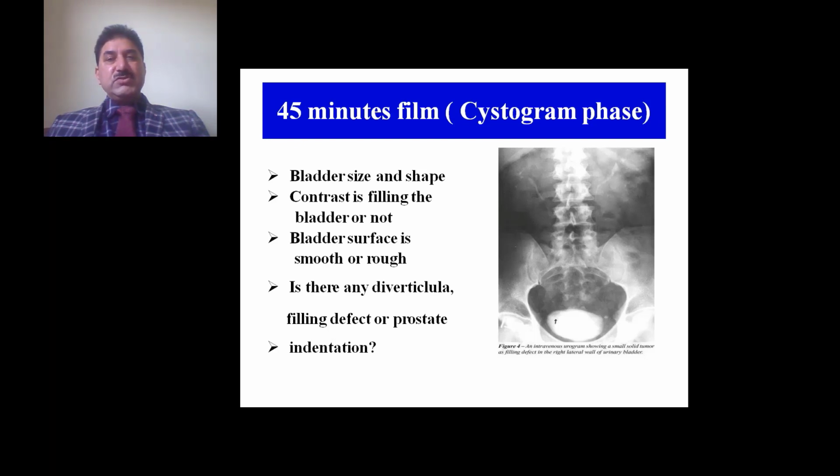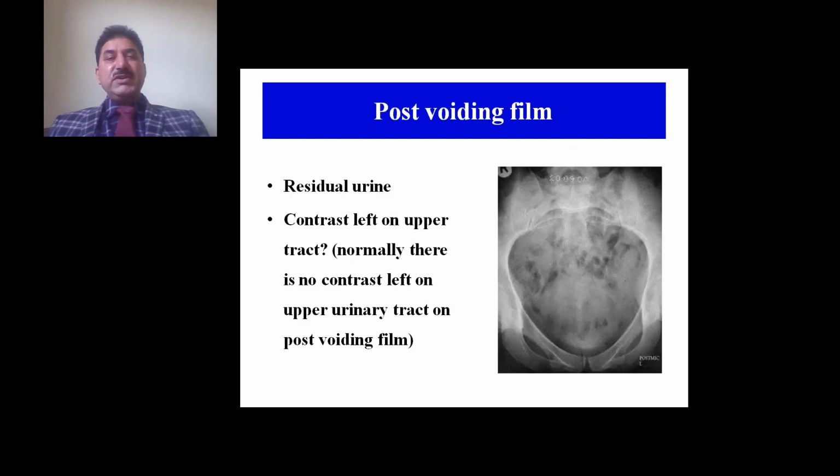45 minutes film is also called cystogram film. In this film we see bladder size, shape, contrast is filling the bladder or not. Bladder surface is smooth or rough. Is there any diverticula, filling defect or indentation? Post-voiding film is used to see the residual urine. Normally there is no contrast left on the upper urinary tract on post-voiding film.